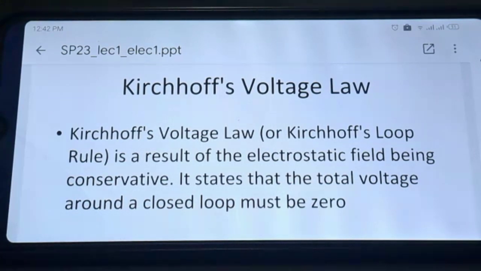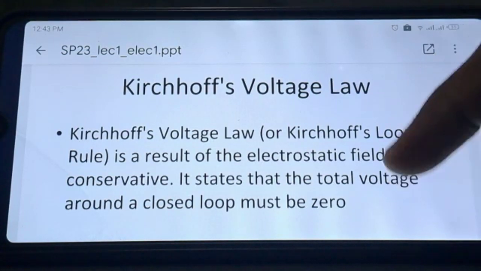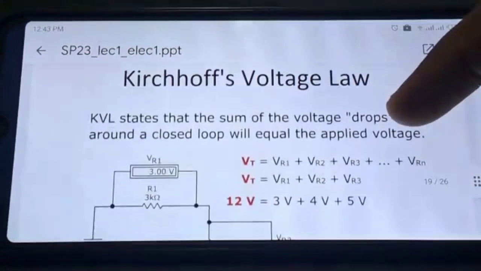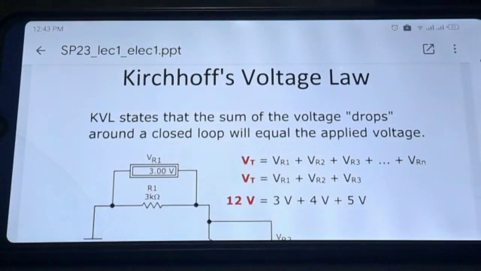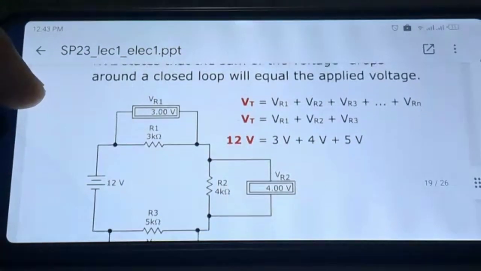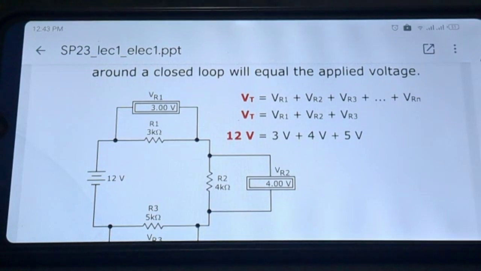It states that the total voltage around a closed loop must be equal to 0. Here we can see an example of the KVL. KVL states that the sum of the voltage drops around a closed loop will equal the applied voltage. Here we see a circuit explaining the KVL.